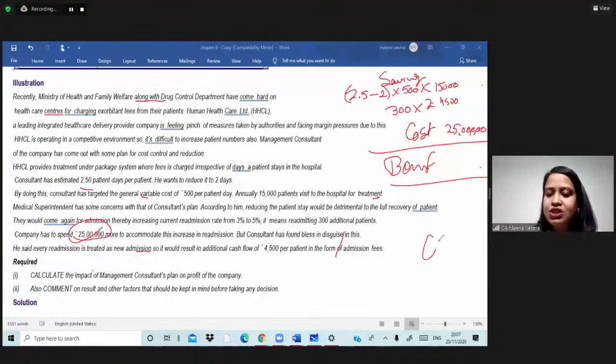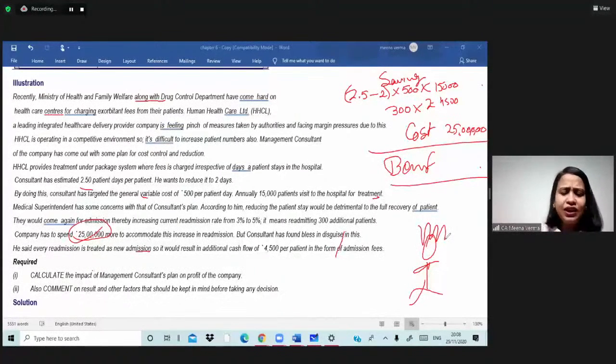And we know that the customer is king. We have already studied customer is king. Keep them happy. For the hospital, the patient or customer, they should keep them happy. Keep your patient happy. So this will impact the goodwill of the organization. If you send them without being fully recovered, it will impact the goodwill and the brand of the organization.